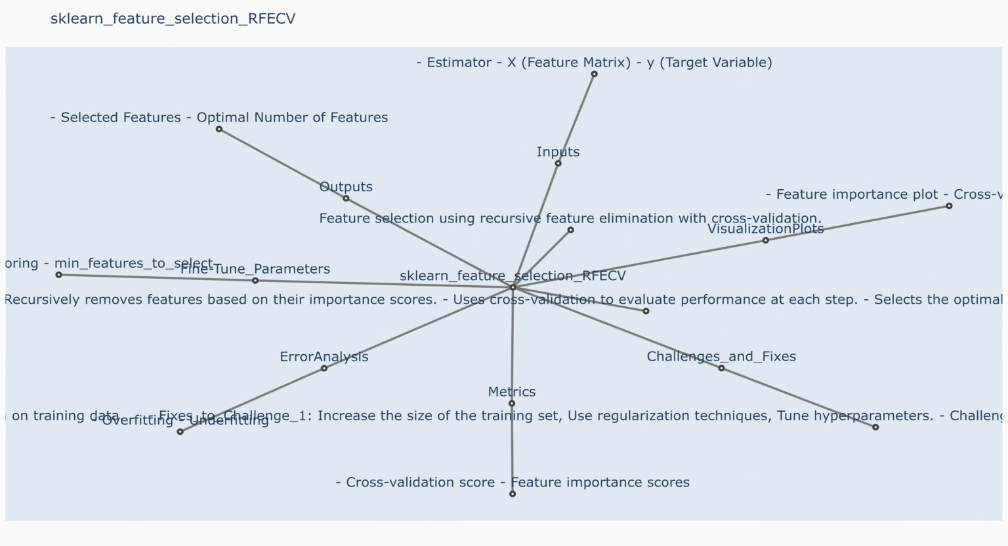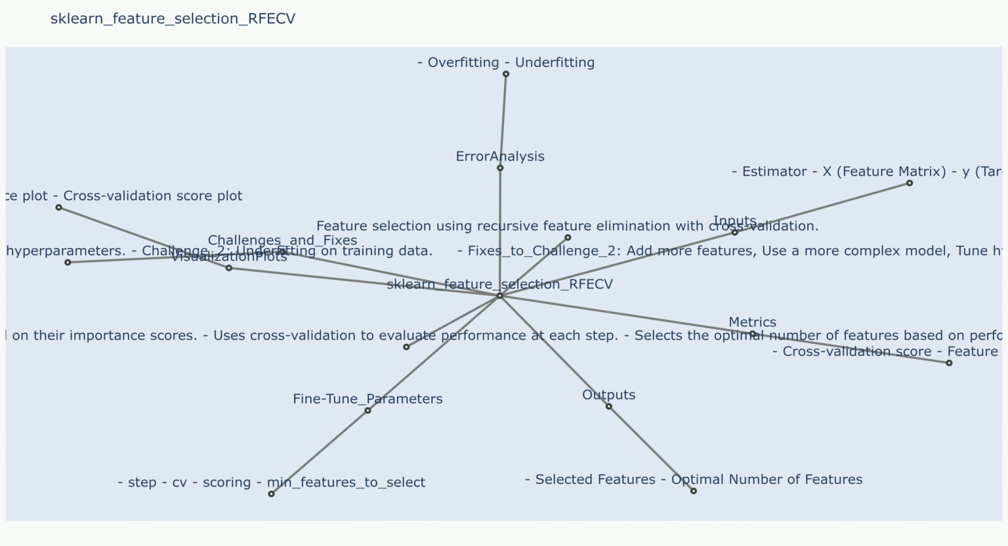Fine-tune parameters. Estimator: choosing an appropriate base estimator is crucial for accurate feature ranking and model performance. The step parameter determines the number of features eliminated at each iteration. A higher step value may lead to faster processing but may miss optimal feature combinations.